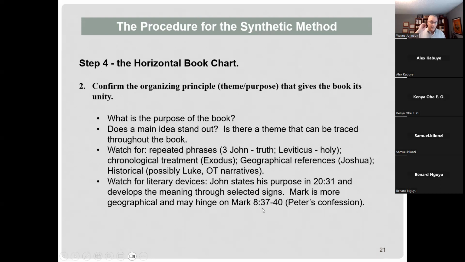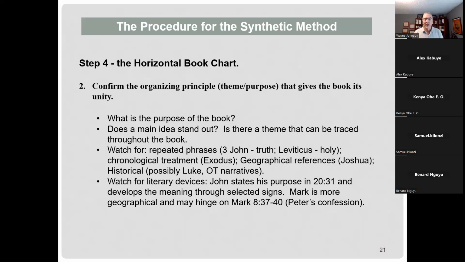In the book of Mark itself, and this I wouldn't have found myself, but from others, many argue that Mark chapter 8, verses 37 to 40, really is the pivotal point for the book of Mark. Everything about the life of Christ and his ministry leads to a point where he asks the disciples, who do you say that I am? And Peter stated, you are the Christ, the Son of the living God. And from that point on, there's a movement towards the cross.